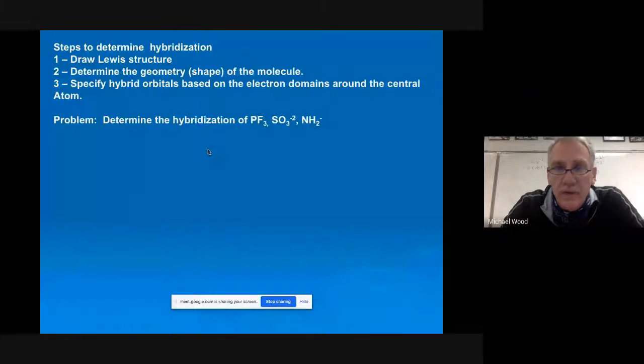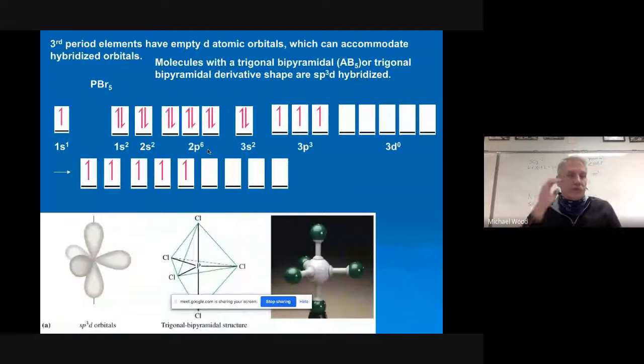Okay, so now we're going to go into what was new stuff for us back in chapter 8, which was the trigonal bipyramidal and the octahedrals and the derivatives of those. So we're going to explain the hybridization of those. Okay, so I'm going to leave this up for a minute, but the third period, so this is explaining that expanded octet concept that we talked about in the last chapter. And this only occurs for the third period elements and below those.